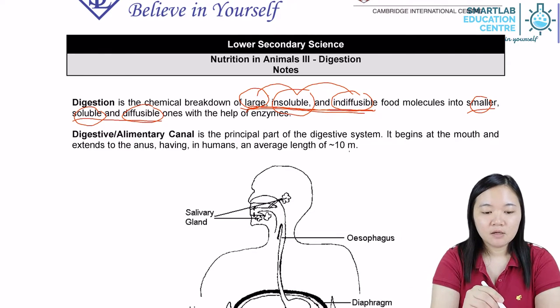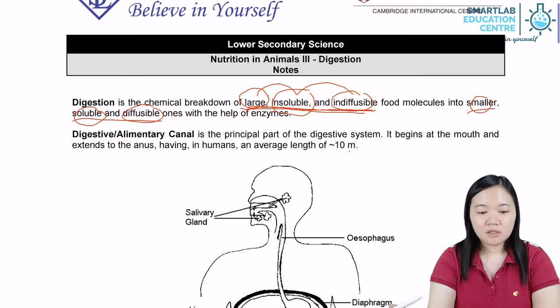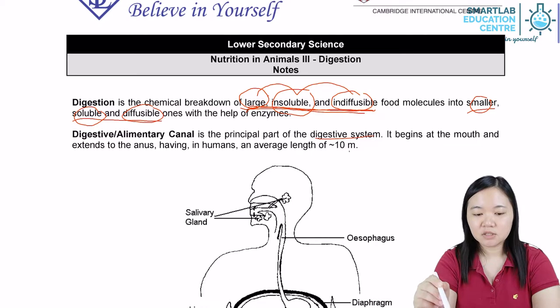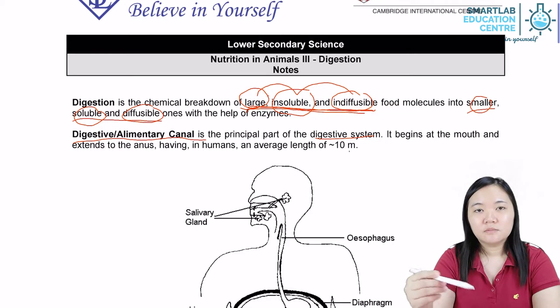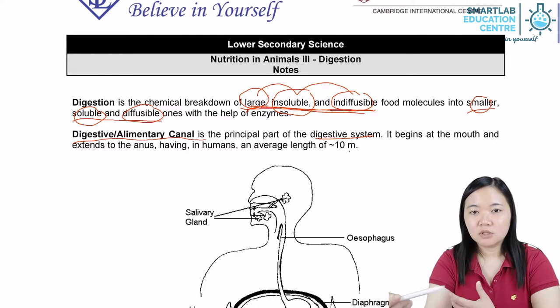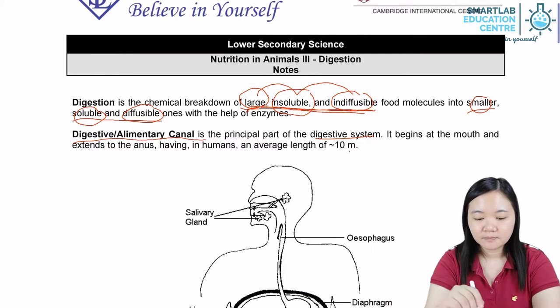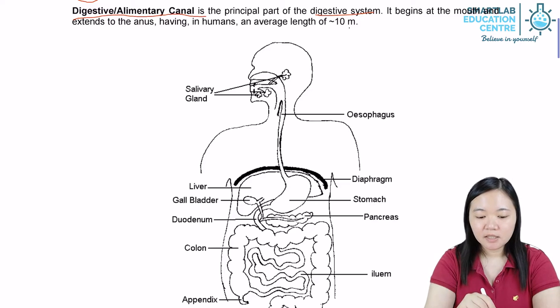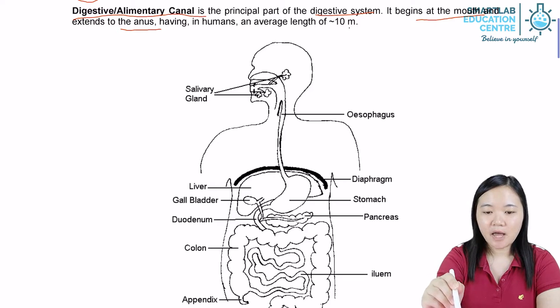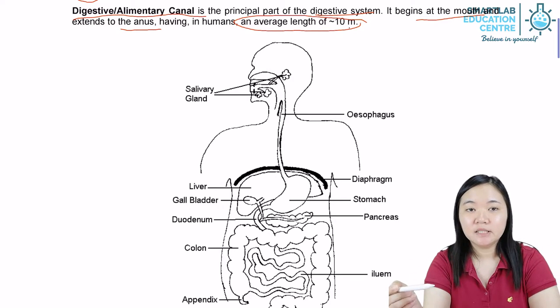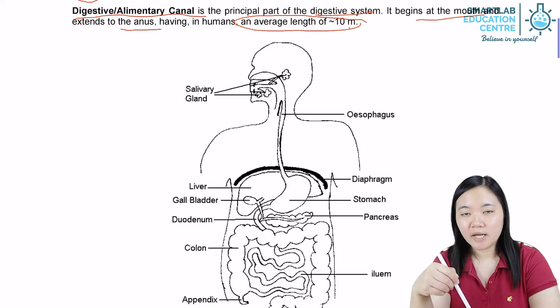Very simple. Okay, next. Digestive canal or alimentary canal is the principal part of the digestive system. In other words, the digestive or alimentary canal is the main part in our body that you can see, you can hold, a physical part of the digestive system. Let's take a look at the alimentary canal. The alimentary canal begins at the mouth and ends at the anus. There's an average length of roughly 10 meters from the mouth all the way to the anus.